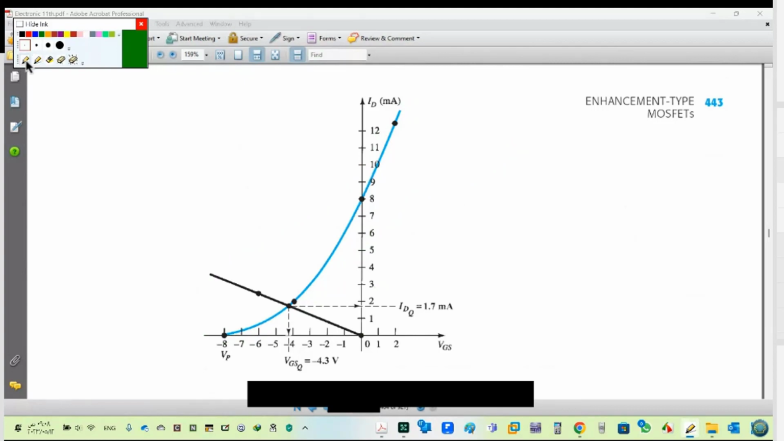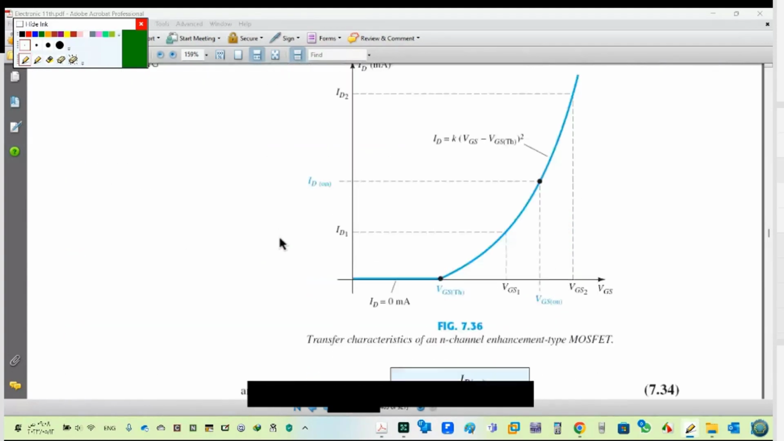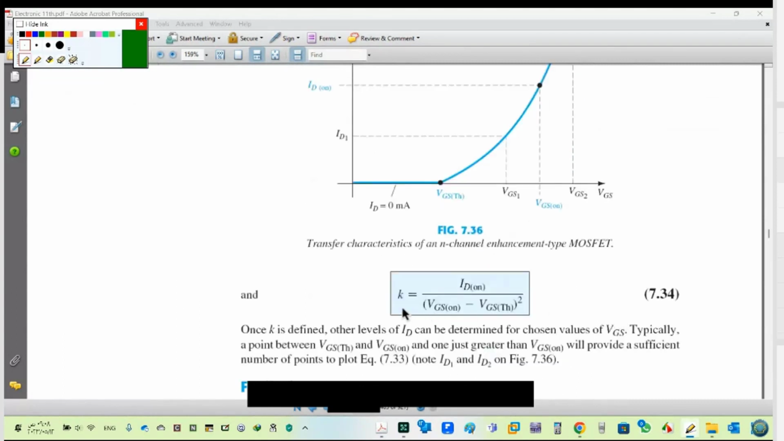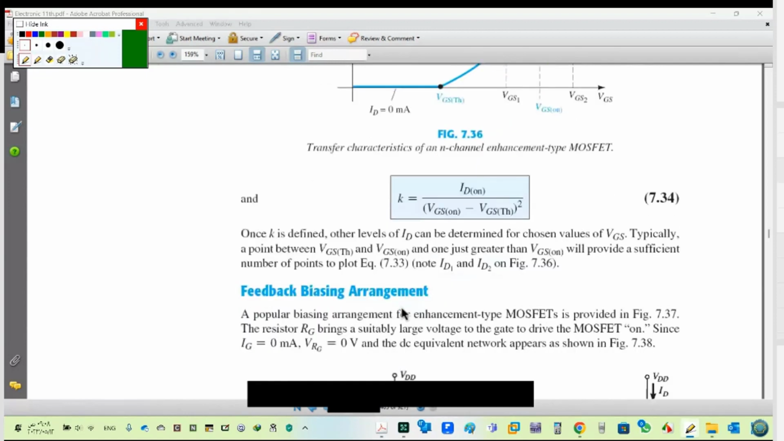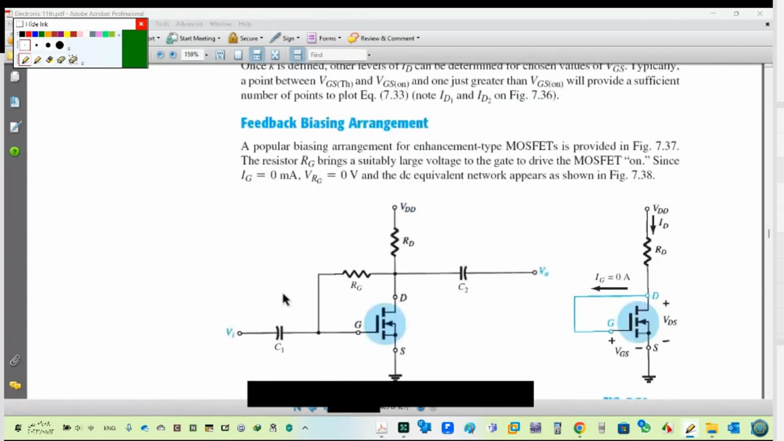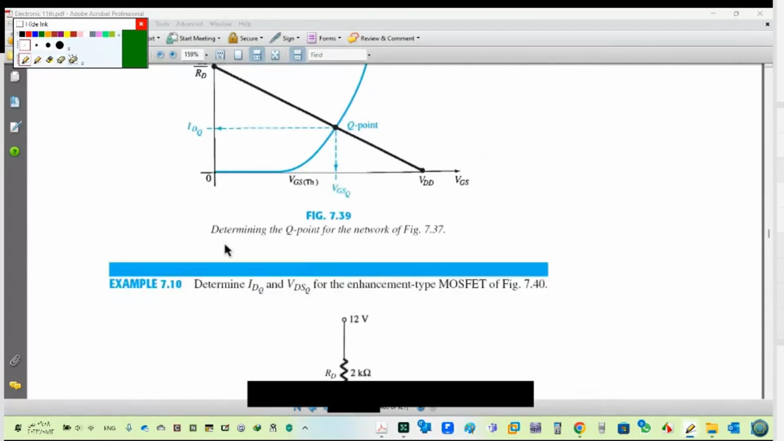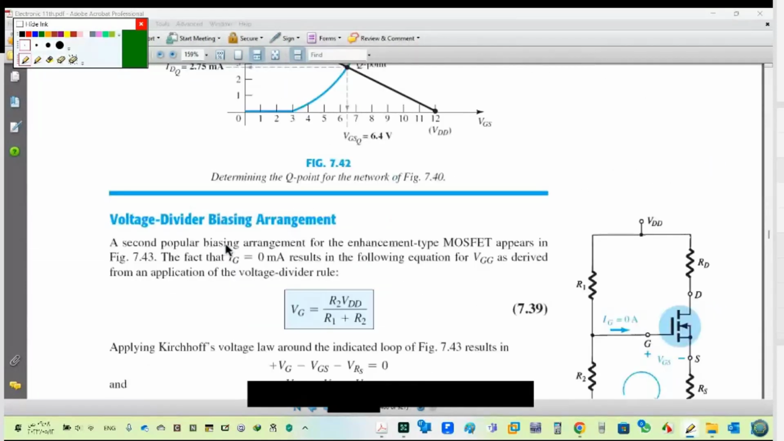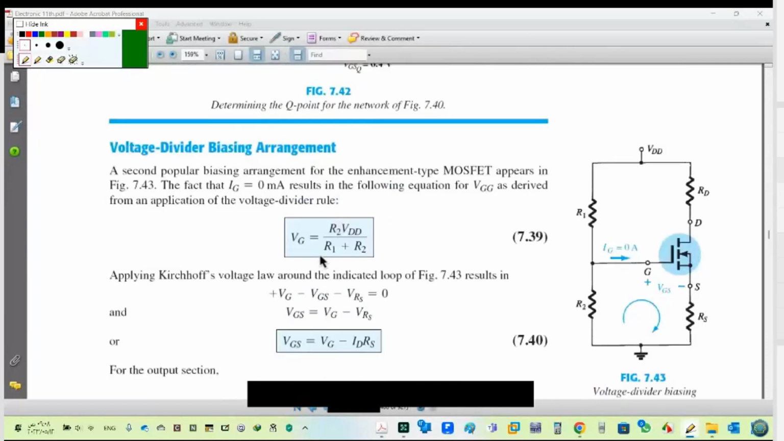Now, the last idea today is about enhancement, and enhancement is ID versus VGS. So for enhancement, you have to calculate K. Where can we find K? I will give you ID on, VGS on, and VGS threshold, or VT. So you have three parameters. You have to calculate K, then you have to draw it. In this one, we don't need feedback. This is cancelled. Just we need the voltage divider bias arrangement.